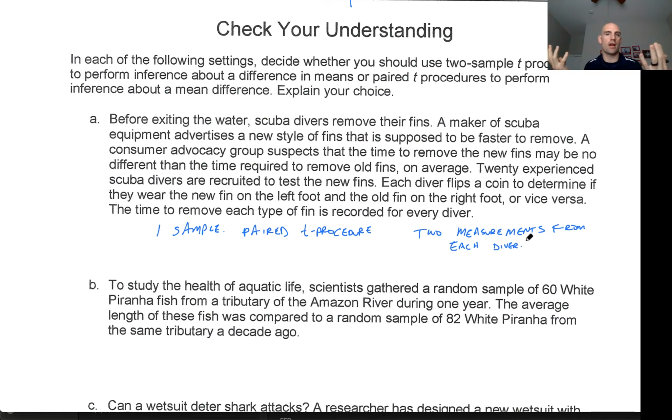So you could do that, right? But you can see in this case, because if I'm a person and I have a certain amount of time it takes me to take off my fins, right? And it's different for each person.